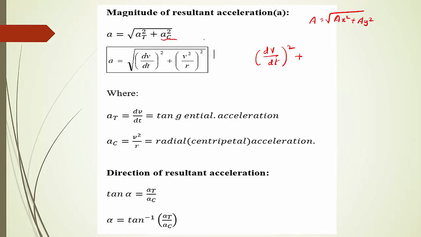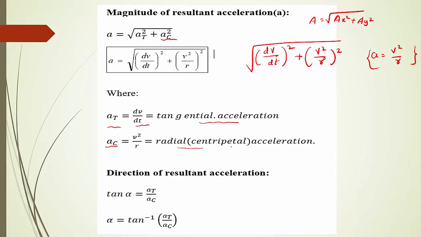Just now we derived the equation for centripetal acceleration, a equal to v square by r. So here we can write v square divided by r whole square. In place of at, we write the rate of change of velocity, and in place of centripetal acceleration, we write its final equation v square by r. Substituting, at is dv by dt, the tangential acceleration, and ac is v square by r, the radial or centripetal acceleration. So this is the expression for acceleration in non-uniform circular motion.